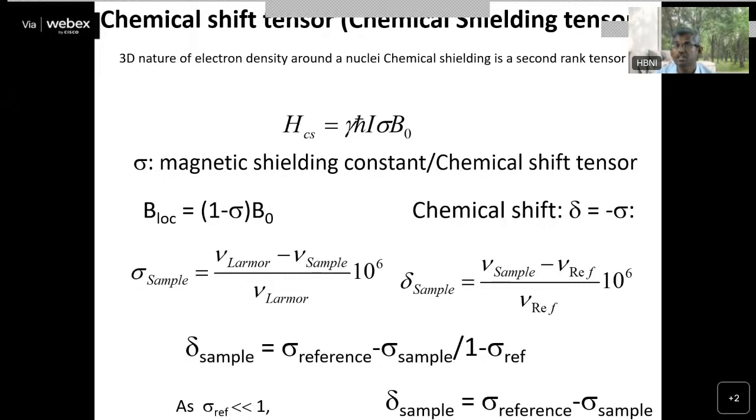So the 3D nature of the electron density around a nucleus is given by this parameter, the chemical shielding tensor or chemical shift tensor. As I mentioned, this also has 9 components. In principle, in the laboratory frame, we have 9 components. The moment you go to the principal axis system, we have 3 components. So the principal axis system is a simplified version of the laboratory frame.